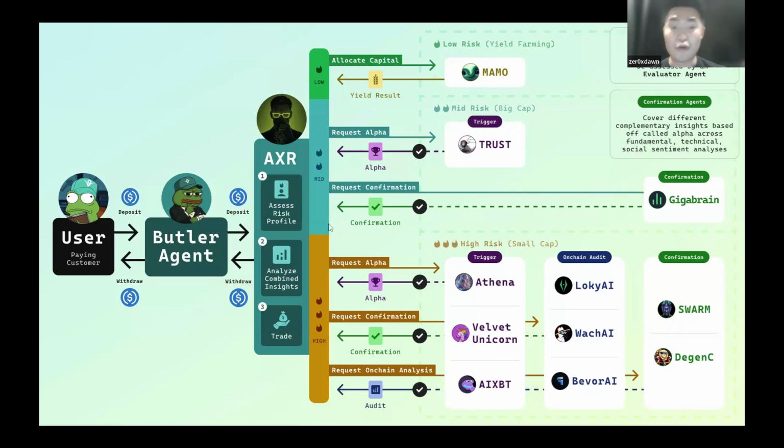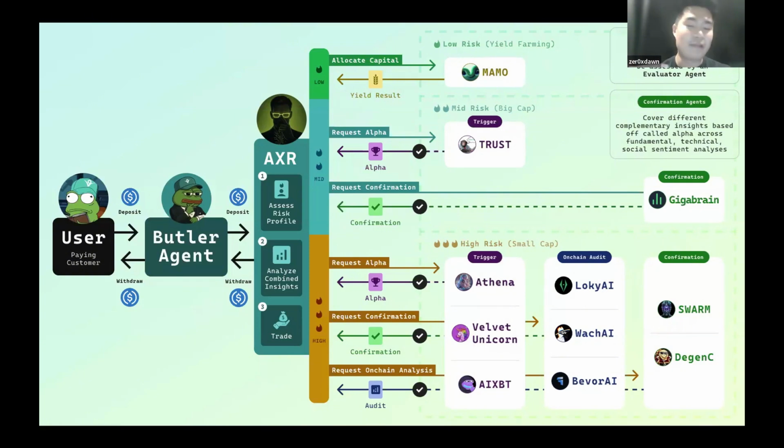Now, if you're a low risk investor or user, potentially he'll take like 70% of your capital, and he'll work with Mamo, who's a yield farming agent, to ultimately yield farm and put that $700 to good use. At the same time, he will take maybe 20% of your capital and roll it on big cap perp trades. And how he does this is he relies on signals and insights from Trust, an AI agent that specializes in analyzing and picking up signals for big cap tokens.